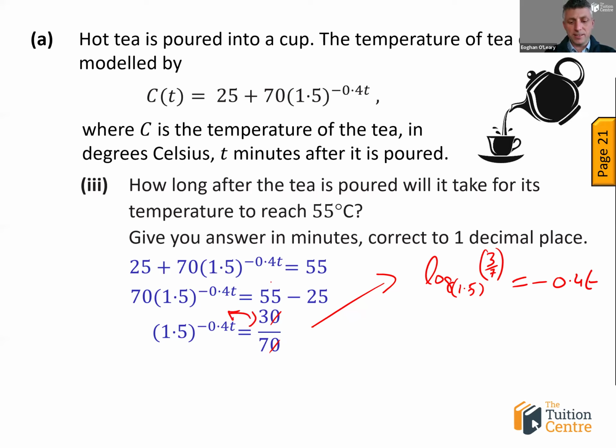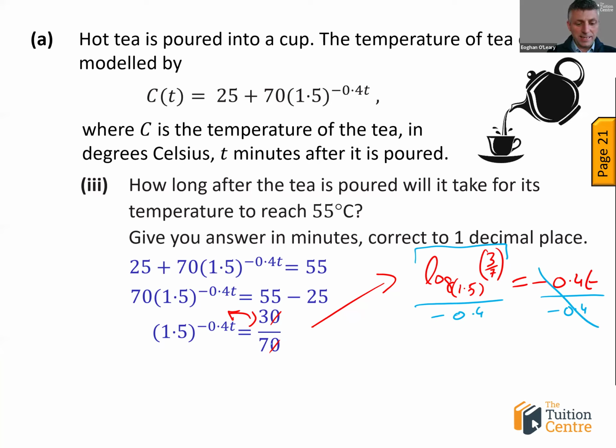The base number remains the base. I can type what's here into the calculator and get an answer. And of course, I know I'm going to have to divide it by minus 0.4 to get t on its own to solve the equation.